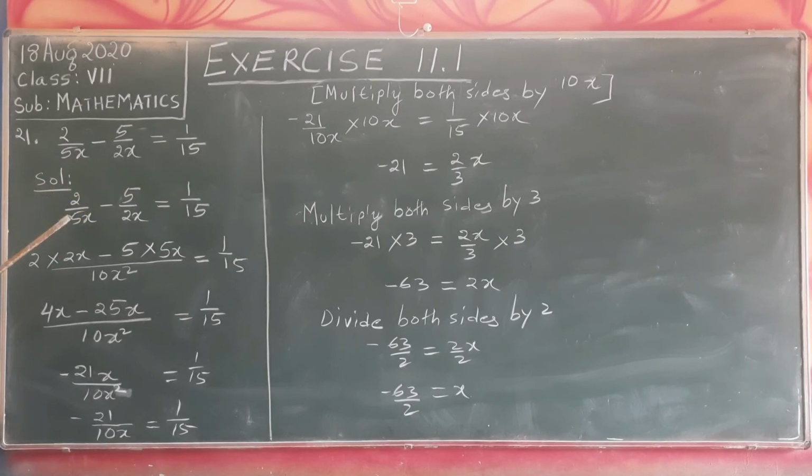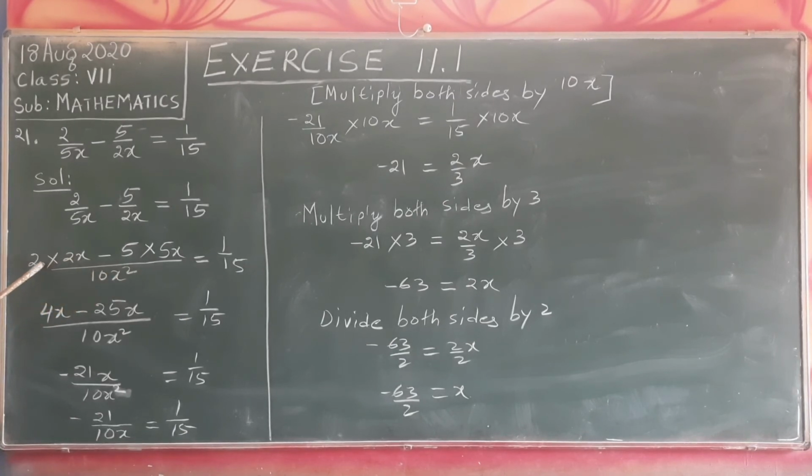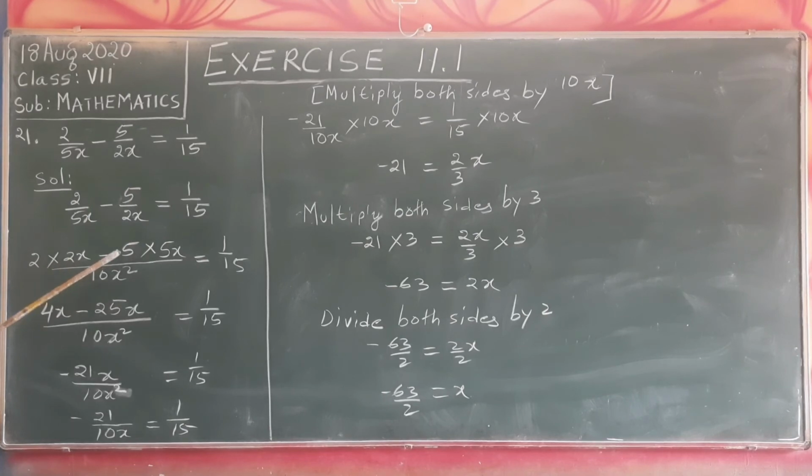Solution: 2 upon 5x minus 5 upon 2x is equal to 1 upon 15. Now 5x and 2x are the denominators. We have to find the LCM of these 5x and 2x. So at the bottom you can see in the next step, 10x square is the LCM. 10x square you should keep in mind. In the numerator we get 2 into 2x minus 5 into 5x, and the right hand side as it is, you copy it. Now on simplifying we get 4x minus 25x upon 10x square.